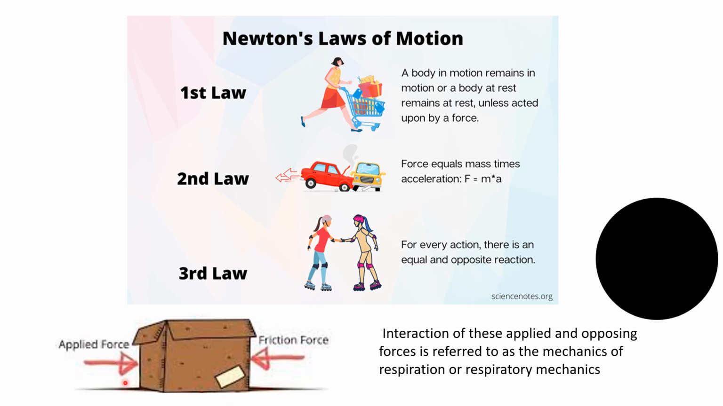So if we see the example here of this box, if we want to move this box from one place to another, we must apply some force or energy on one side. And once we do that, we will be faced with an equal in amount, but opposite in direction friction force that will oppose the movement of this box. So understanding the interaction of these applied and opposing factors, as I mentioned earlier, is what's known as the mechanics of the respiratory system.